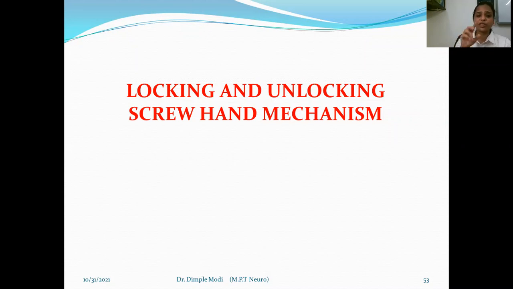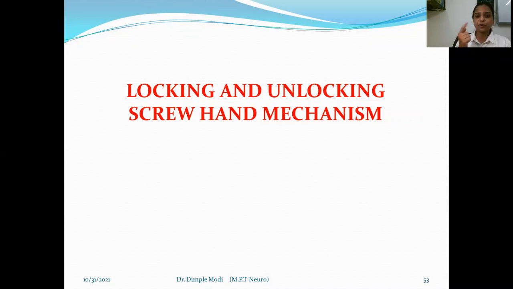So in that locked position, what happens? The tibial tubercle is lodged in the intercondylar notch. The menisci tightly adhere to the tibial and femoral condyles, and all the ligaments become taut. So this automatic rotation is called the locking or the screw home mechanism.